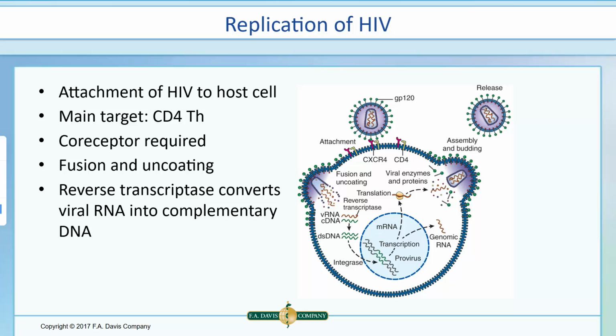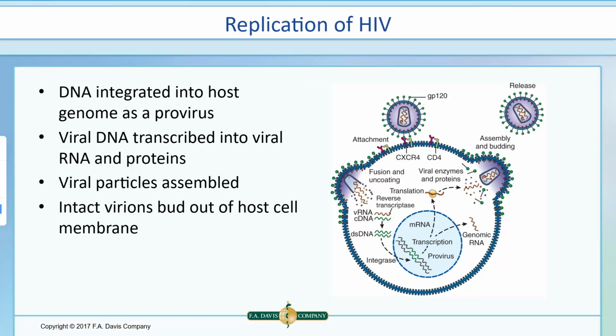A co-receptor is required. There's fusion and uncoating, and then you have reverse transcriptase, which converts the viral RNA into complementary DNA. And now all that virus is just a bunch of DNA inside of your cells. It's really difficult for your cell to know that that's viral DNA inside of it, because DNA is DNA no matter what organism it comes from. The DNA is then integrated into the host genome as a provirus, and viral DNA is then transcribed into viral RNA and proteins. The viral particles are assembled, and then it buds out of the host cells, eventually leading to the death of the host cell.